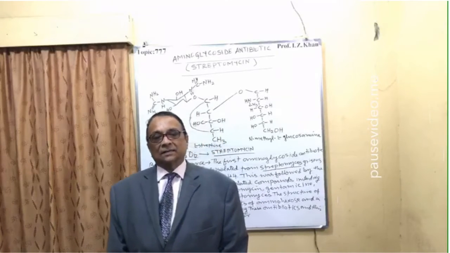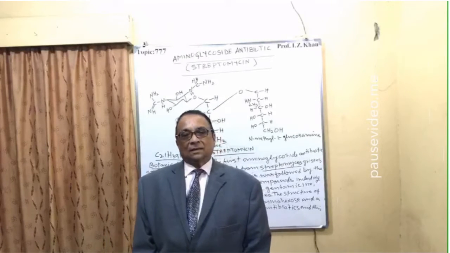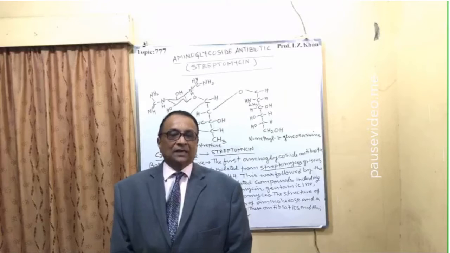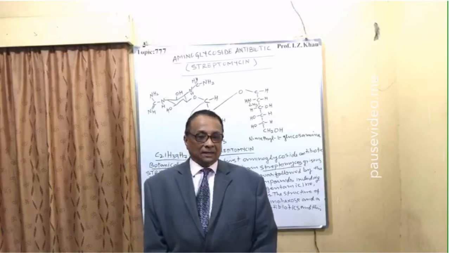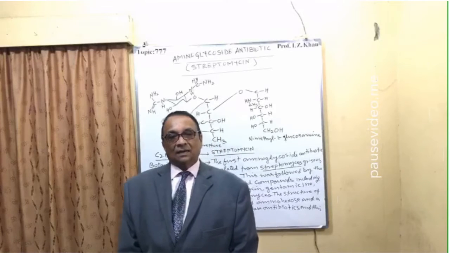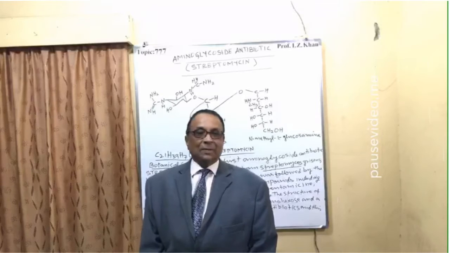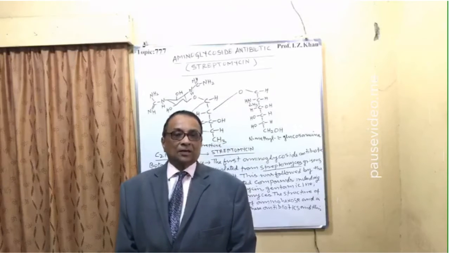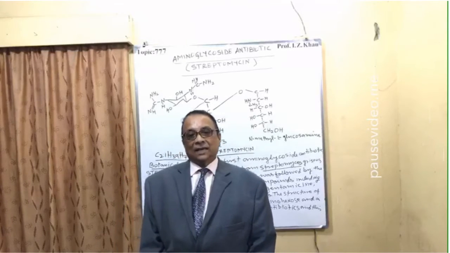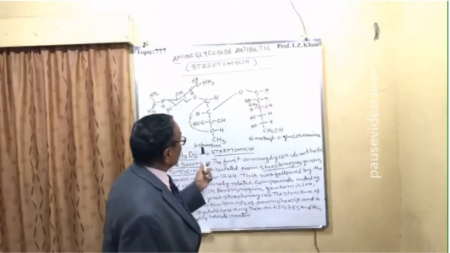And this aminoglycoside antibiotic is further divided into 3 classes. One is streptomycin, second one is neomycin, and third one is gentamicin. And they are all broad spectrum antibiotics. They are very much in use, and the structure of streptomycin is given here.